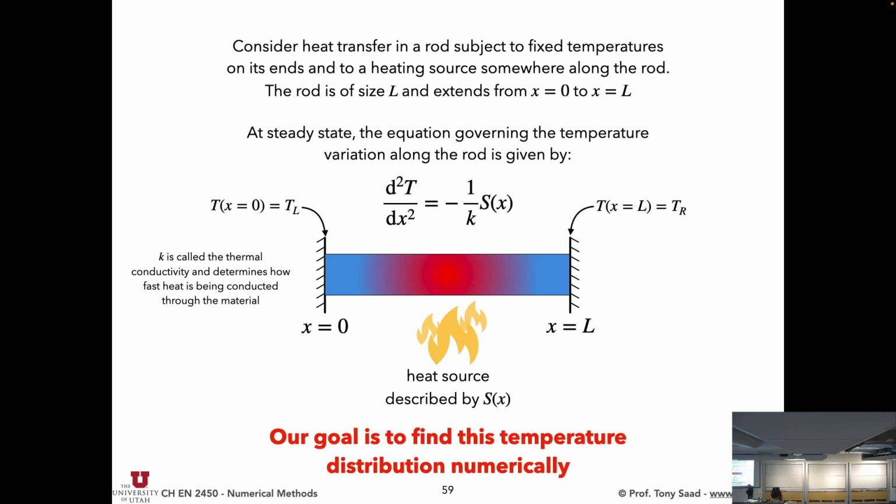d2T by dx squared. It says that the second derivative of temperature is balanced by this minus 1 over k times S. Now, S is my source term. That's the heat being generated and passed on to this material at every point x. There's some value that I'm passing to that rod, okay? And k is what we call the thermal conductivity. So let's dig in a little bit deeper into what those mean.